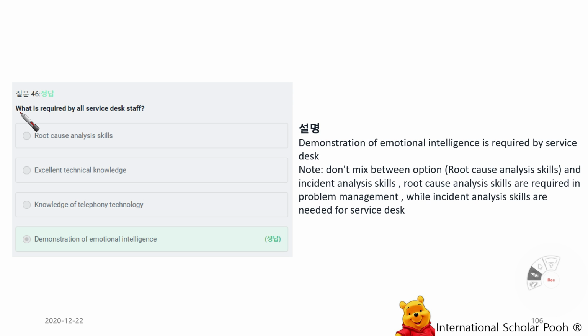What is required by all service desk staff? Demonstration of emotional intelligence. Demonstration of emotional intelligence is required by service desk staff. Note: don't mix up the options. Root cause analysis skills and incident analysis skills. Root cause analysis skills are required in problem management. What incident analysis skills are needed for the service desk?